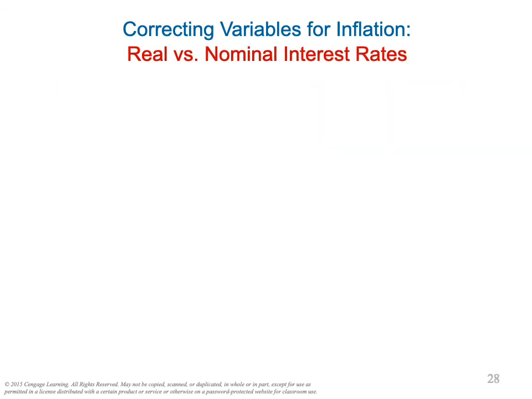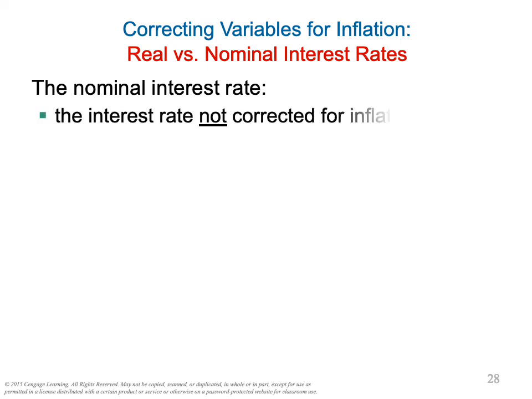And the last thing we're going to look at is correcting variables for inflation when we're talking about interest rates. So it's slightly different. In fact, it's a little bit easier in this case. So we've already corrected prices and dollar values for inflation, but now we're going to correct interest rates for inflation. And so when we talk about interest rates that have not been corrected for inflation, what we are talking about are nominal interest rates, right? Interest rates not corrected for inflation.